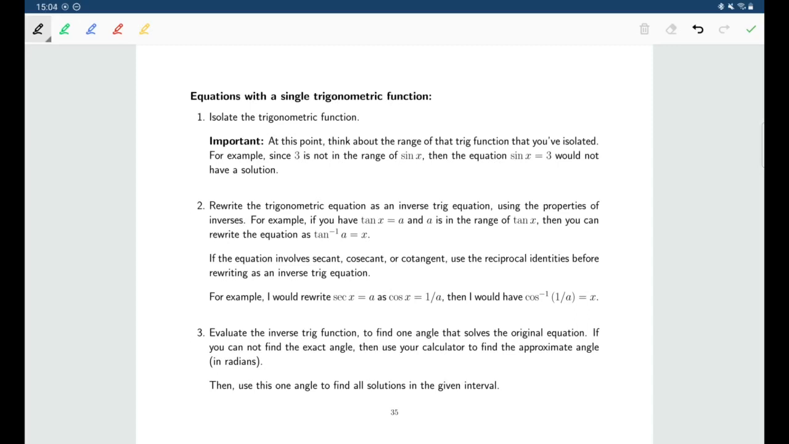So isolate our trig function. If there is an answer there, then rewrite it as an inverse trig equation, find the value of that inverse trig function, and then use that to find all of your solutions.